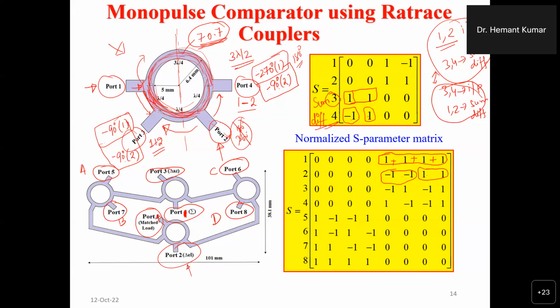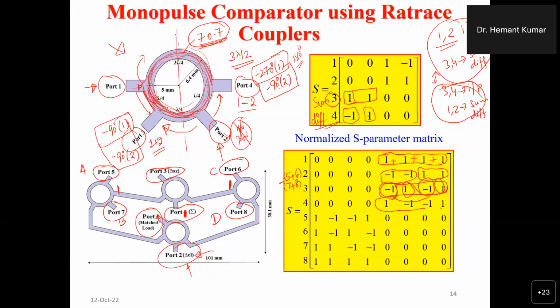Right. Basically, at port 2 we are getting 5 plus 6 and 7 plus 8, and the difference of these two. So 5 plus 6 and 7 plus 8, that means we are getting the vertical difference. Vertical difference we have denoted as elevation difference, right? So at port 3 we are getting the azimuth difference. These two values are added, and this value and this value are added. So basically we are getting the azimuth difference.